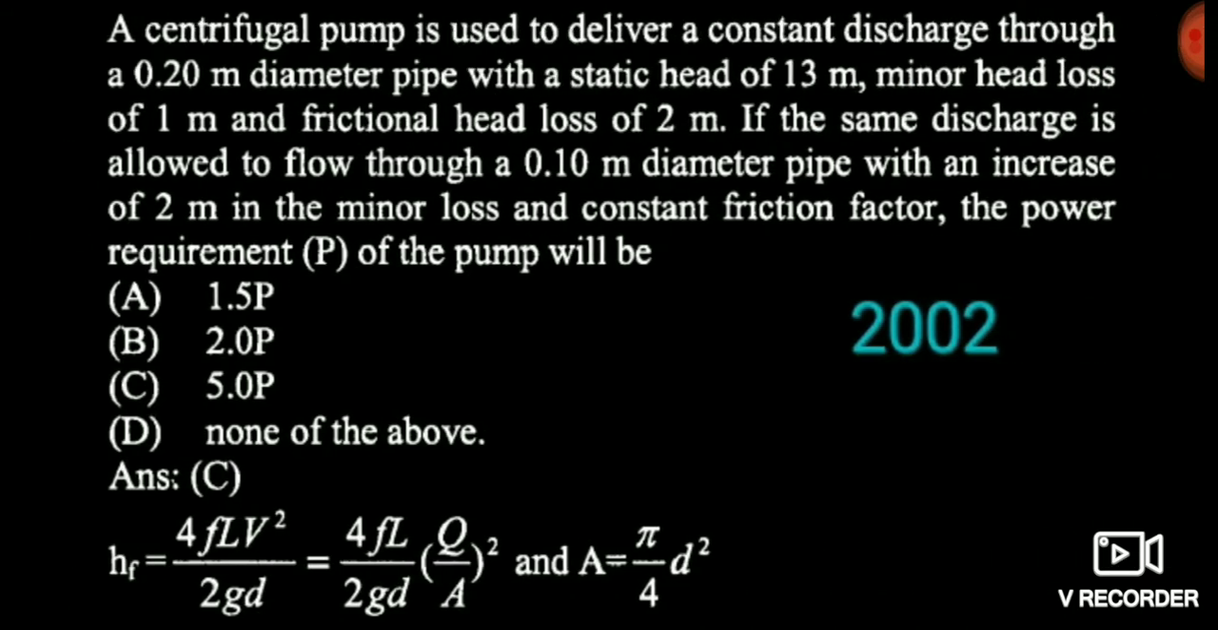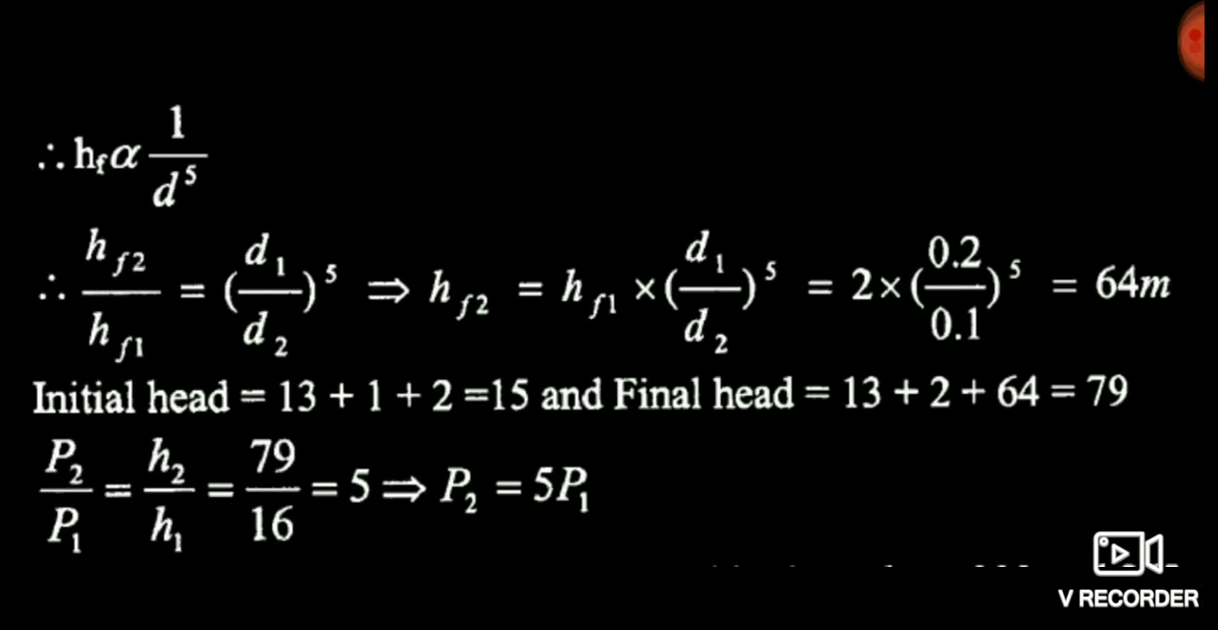Why not we are considering it in the first form? The one and only answer is that discharge is constant here. Discharge is same. If it will say that the velocity is same, then we can simply write it in terms of D only. But here in this question the discharge is same, so we have to convert it in terms of D to the power 5.